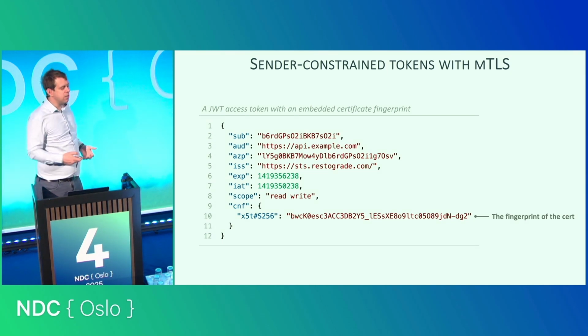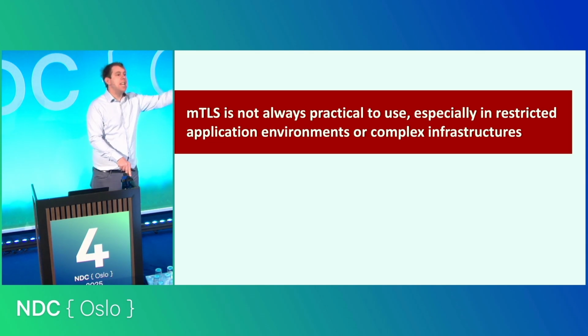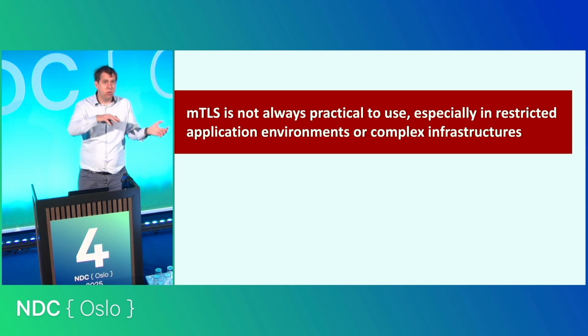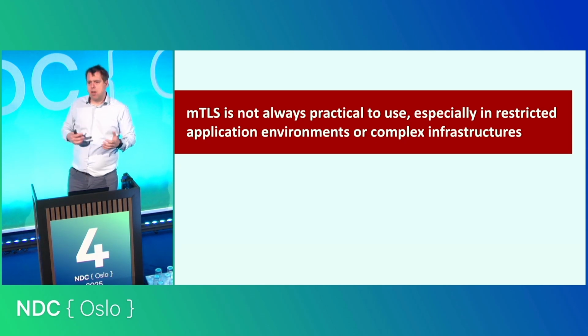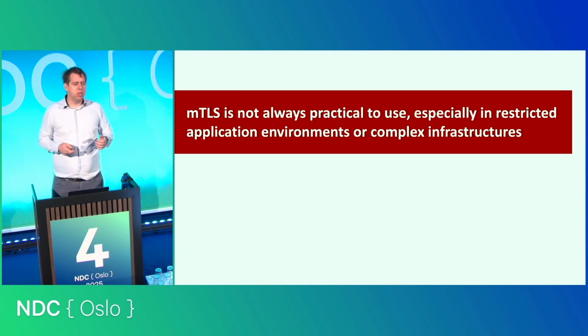Because, well, MTLS is not always practical. Sometimes you have middle boxes in between. An API gateway would terminate the TLS connection, so now you have to start forwarding cert information to the actual API. It can get pretty messy, and sometimes you don't have control over the client enough to use MTLS and so on. It can be a bit messy to deal with in practice.